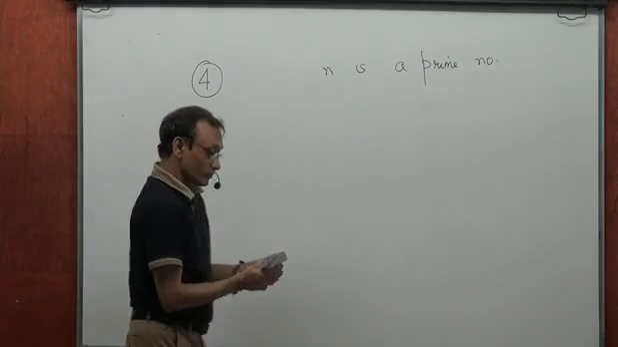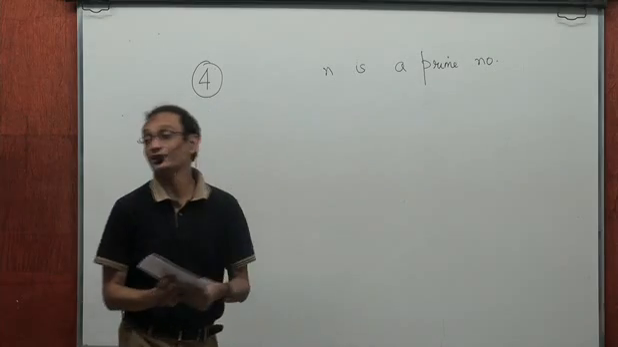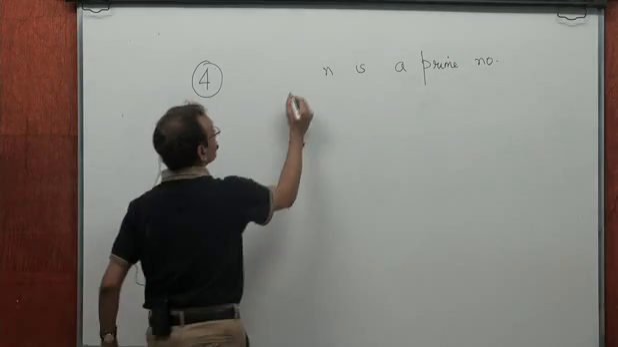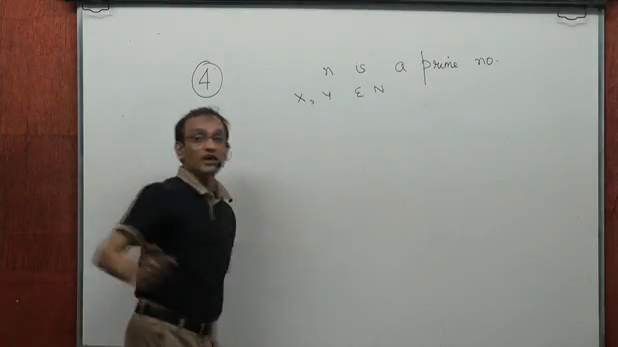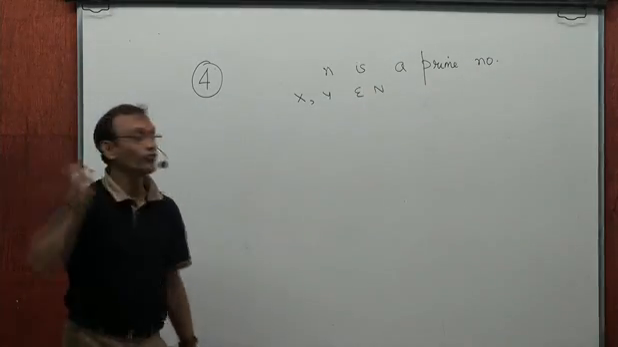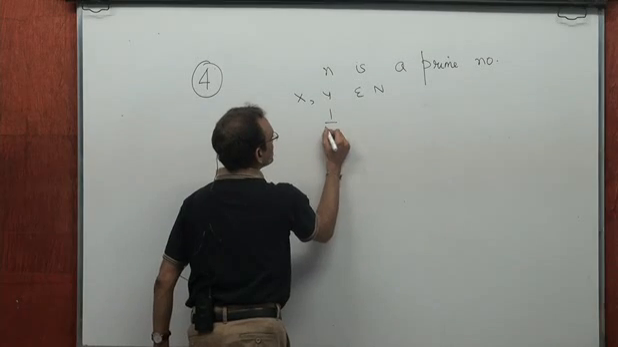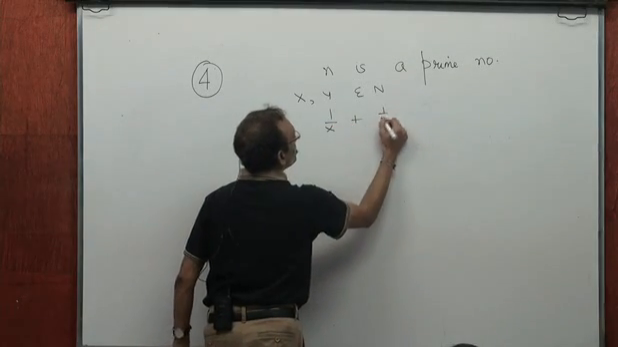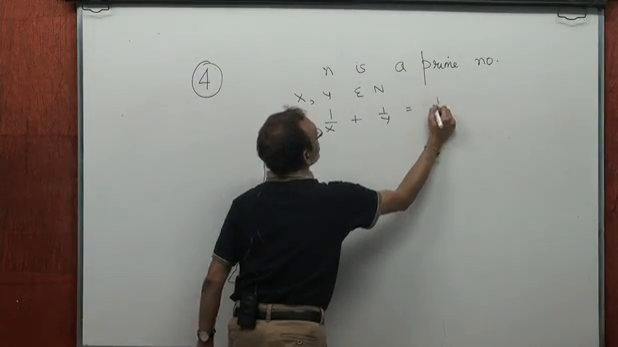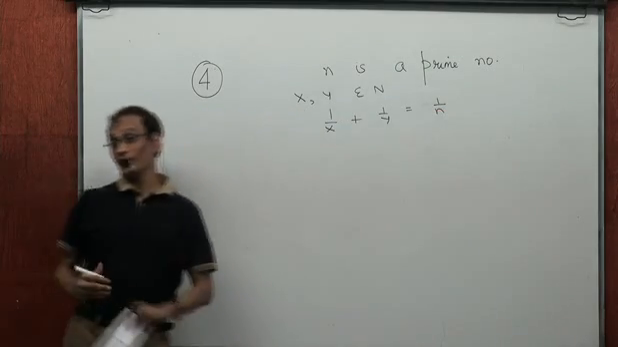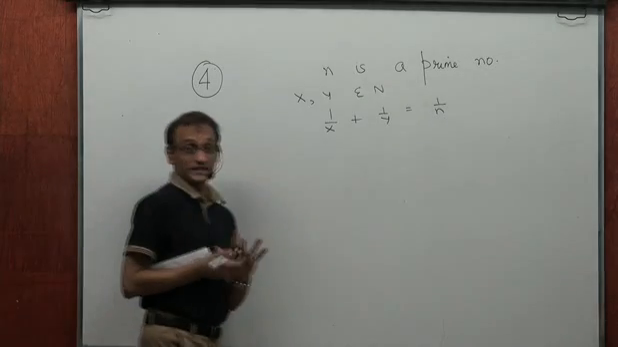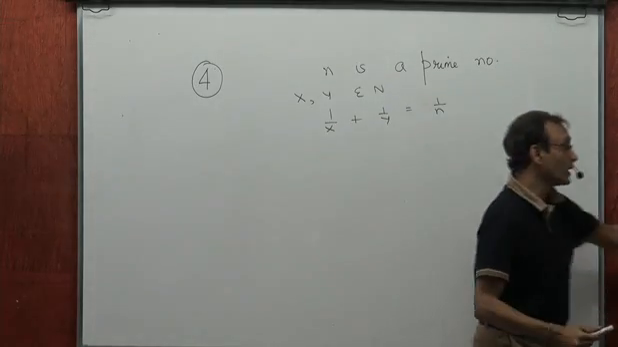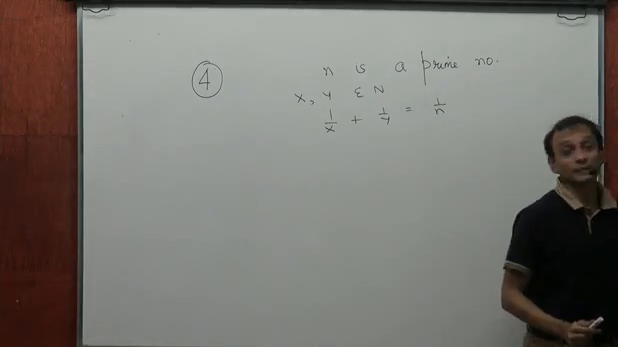And we are talking of natural numbers x and y. All sets of natural numbers x and y for which 1 by x plus 1 by y is 1 by n, where n is a prime number. We want to be able to discover all natural numbers x and y for which 1 by x plus 1 by y is 1 by n.